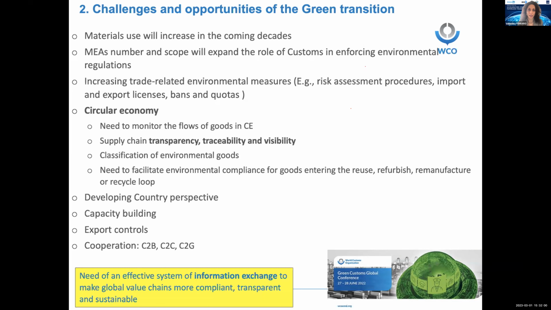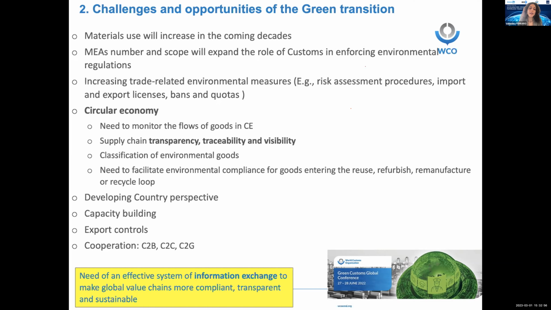The first one is a challenge, and it is related to the material use prospect that is expected to increase in the following decades. Also, the number of multilateral environmental agreements and their scope will expand. As a result, the role of customs in enforcing these environmental regulations will need to increase. Also, we see increasing trade-related environmental measures, and the circular economy transition, where a lot of international organizations, but also private sector, are moving into different modalities of making business. In this respect, we need to monitor the flow of goods in this circular economy model that is quite different. We will say it in a different slide later on.